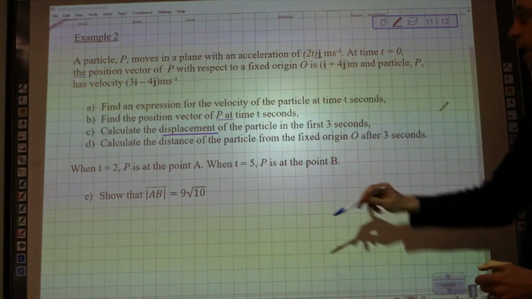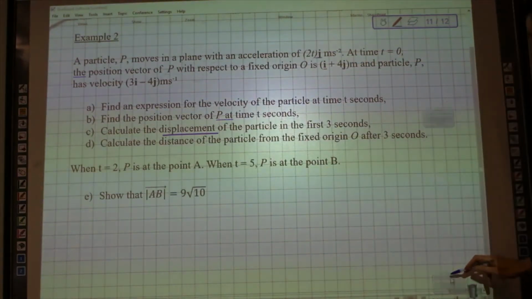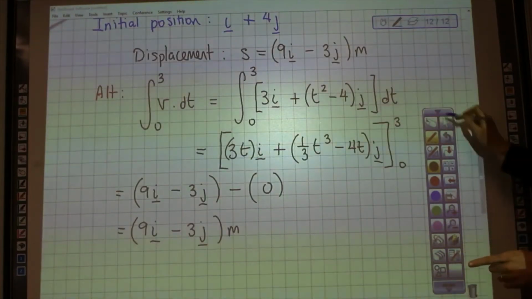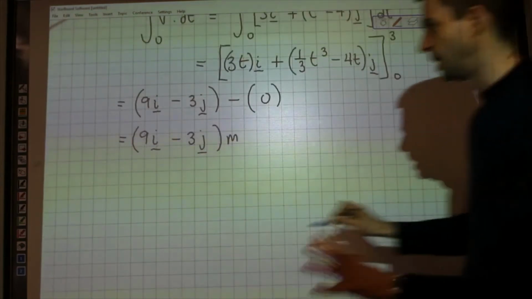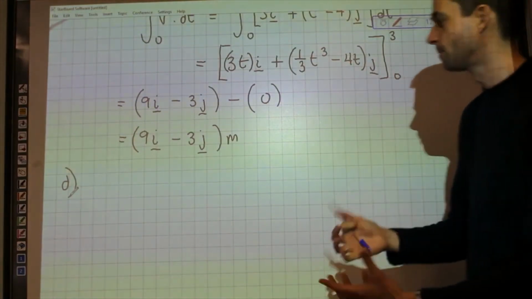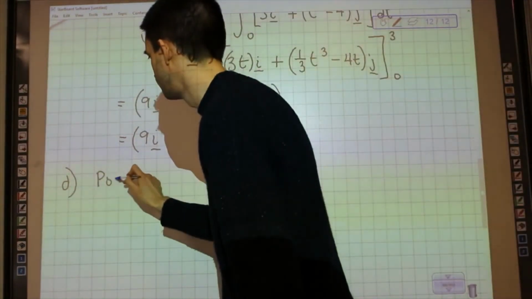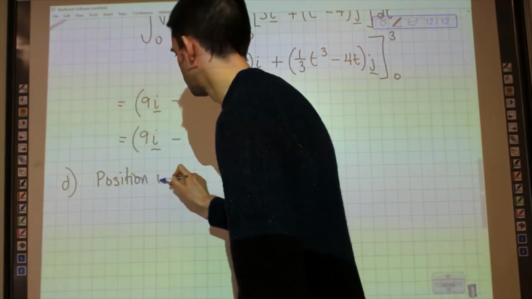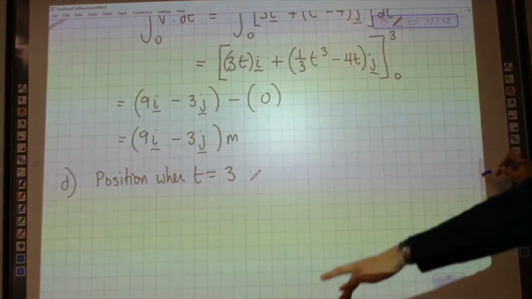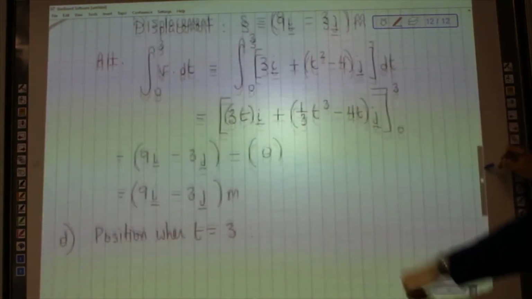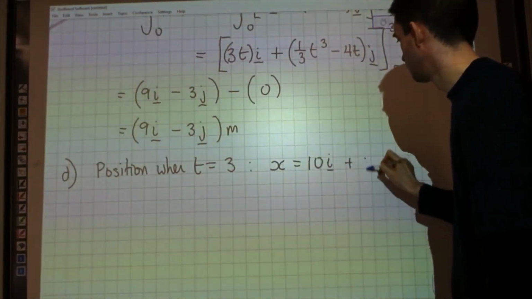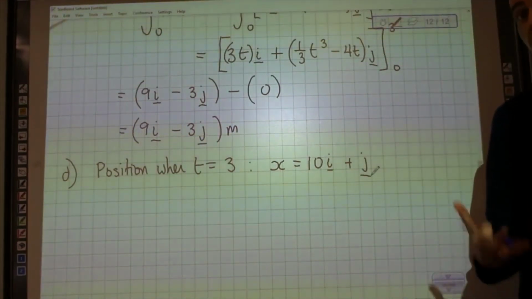Next bit then, the distance of the particle from the fixed origin O after 3 seconds. Now the fixed origin O is the origin, it's 0, 0. So this is when we do need to use the position of the particle. The whole purpose of this example is to examine, do you understand the difference between position and displacement? So the position when t equals 3, we worked out in part C to be 10i plus j. But that is a position, it's not a distance.